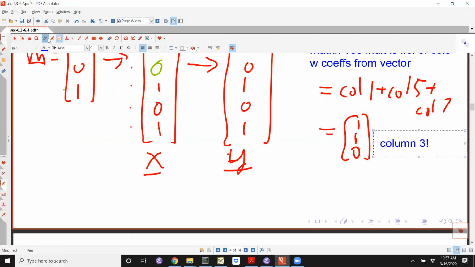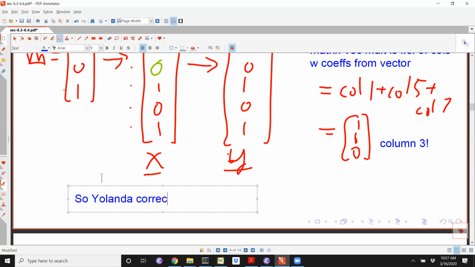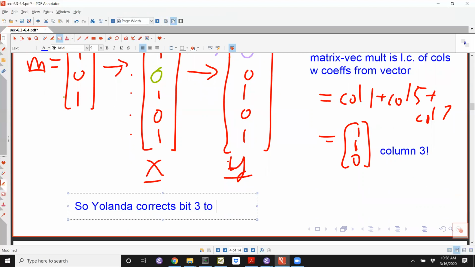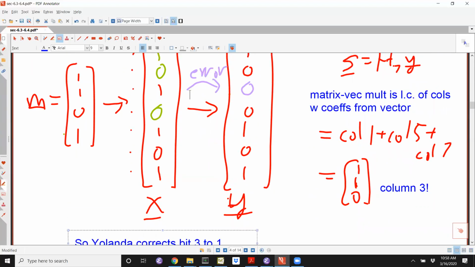And so once that happens, then the rest of the computation isn't so hard, and I'll just sort of leave that part out. So Yolanda corrects bit 3 to 1, and remember the purple error made bit 3 0, and it should actually be 1.